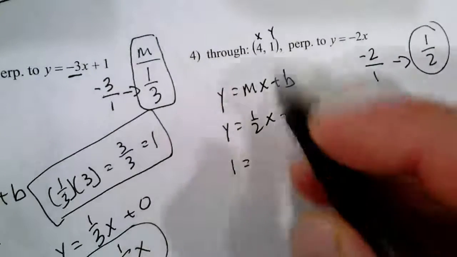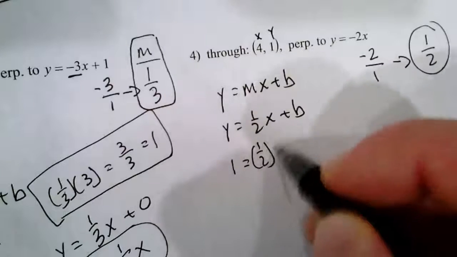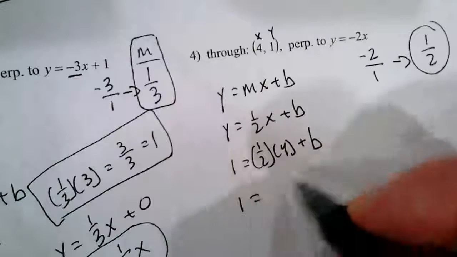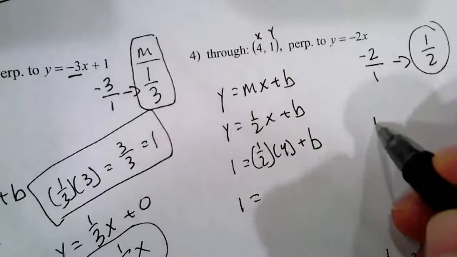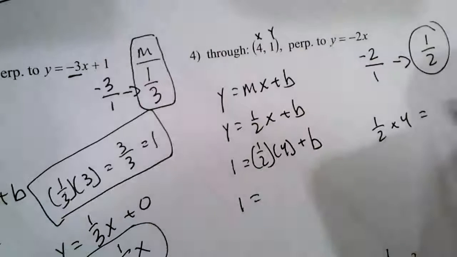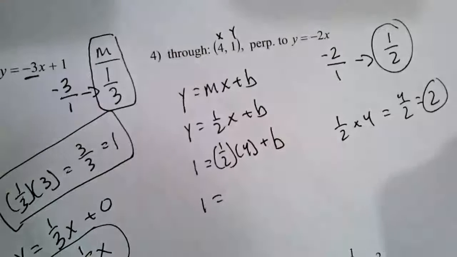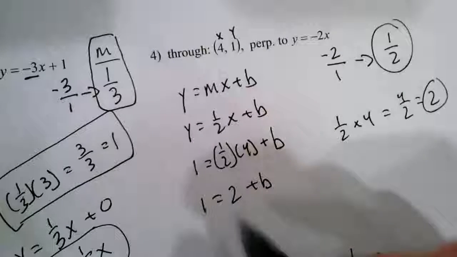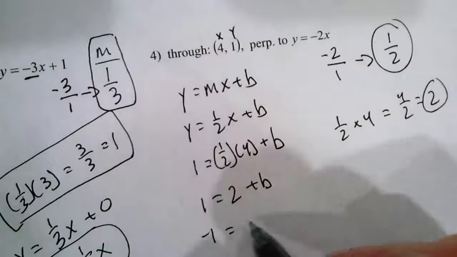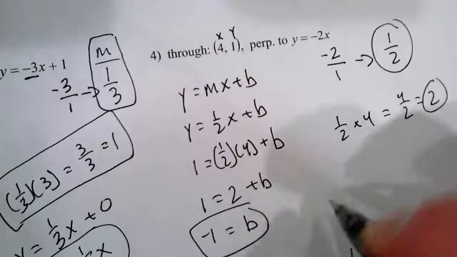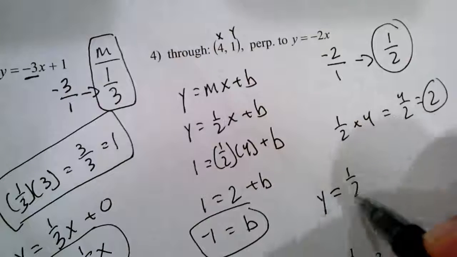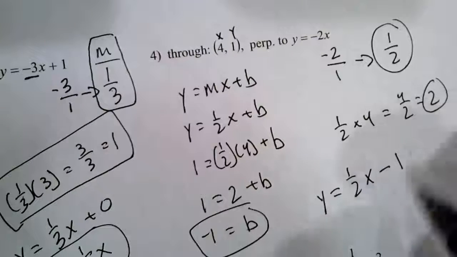y equals 1 times 1/2, x is 4, plus b. 1 equals, now 1/2 times 4, I can write this over the side. 1/2 times 4 equals 4 halves, which equals 2. So 1 equals 2 plus b. We can subtract 2 from both sides, and we end up with -1 equals b. So our equation is y equals 1/2 x minus 1.